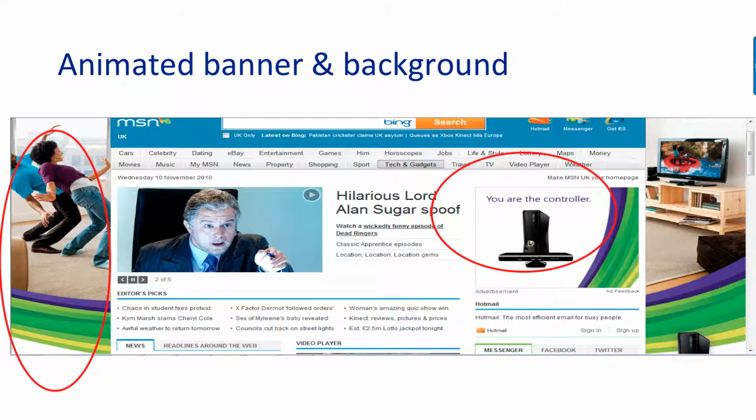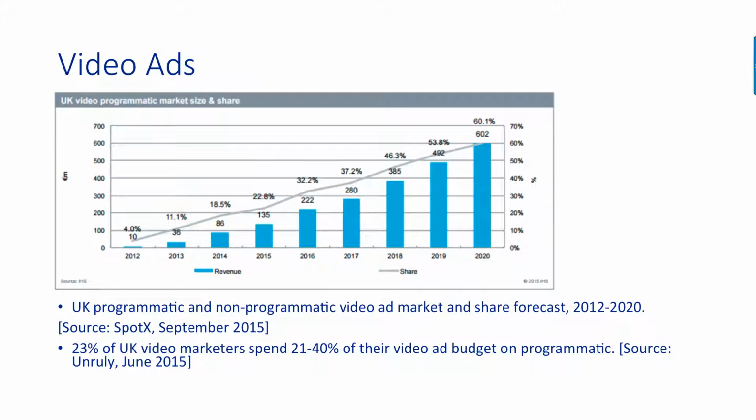This is an example of a wallpaper ad, so you see there the background, and then this Xbox ad on the right that's circled in red is actually an animated ad. So you can see in this particular case, Xbox have procured various different spots on the MSN homepage to try and draw attention to a new product that they've launched.